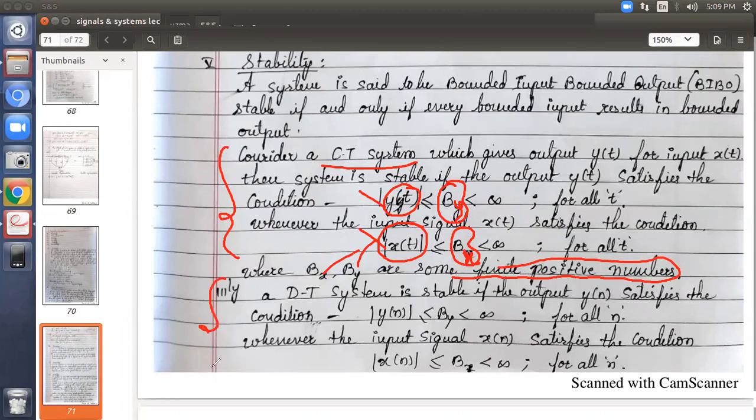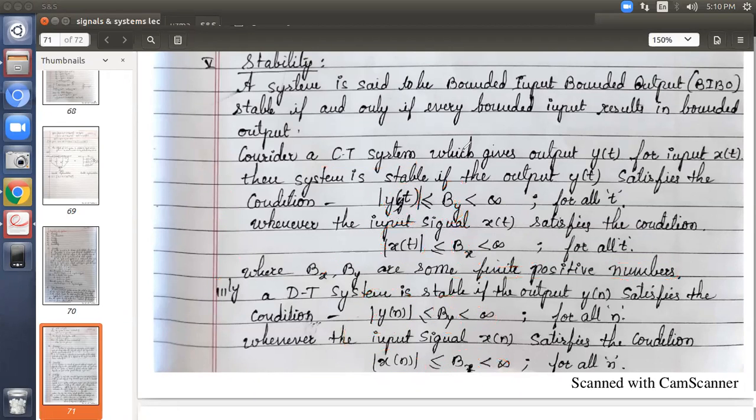And similarly, I can define stability for discrete as well. If you have an input x of n, whose value is certain limited, finite number, which is less than infinity, then you will get the output, which is also a bounded value, that is a finite value less than infinity, obviously. Okay. So if this condition gets satisfied, then we call such a system a stable system. Okay. Just remember that bounded input, bounded output. अगर input आपका limited है, output भी limited ही आना चाहिए.